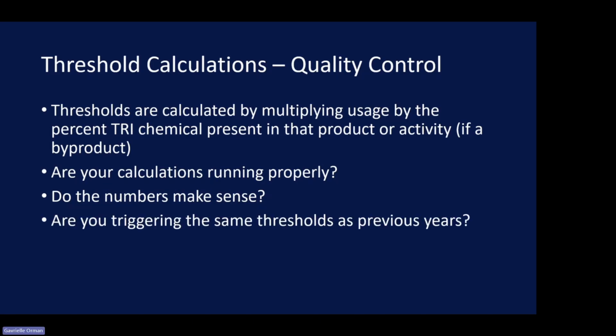The last one for thresholds that I find very valuable is to ask yourself, am I triggering the same thresholds as previous years? Am I triggering the thresholds that I expected to trigger? That's a really good sign that your threshold calculations are on track. Maybe you have minor errors in there, but you're not missing anything vital. All of the big things have been accounted for. If you've always reported for manganese compounds at your facility, and this year you're not triggering manganese compounds, that should prompt you to ask yourself, did we change products? Did we lower production significantly? Or is something wrong with my calculations?